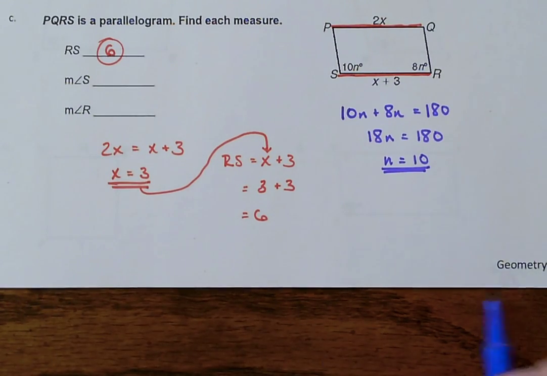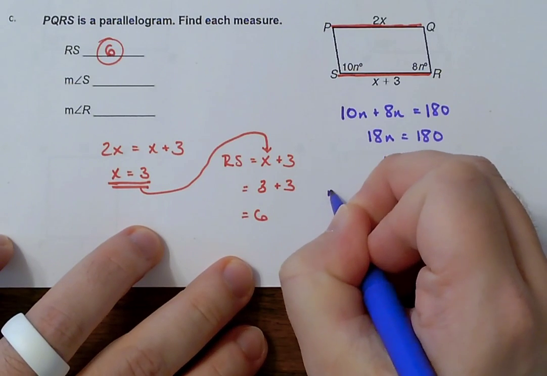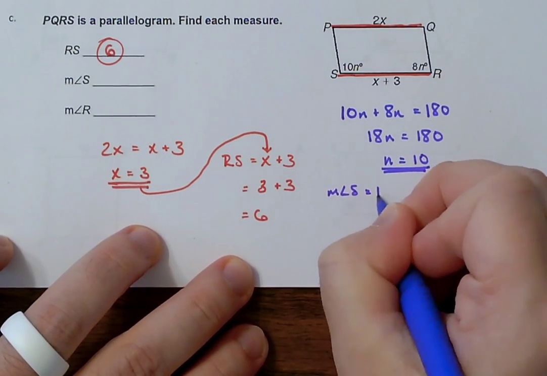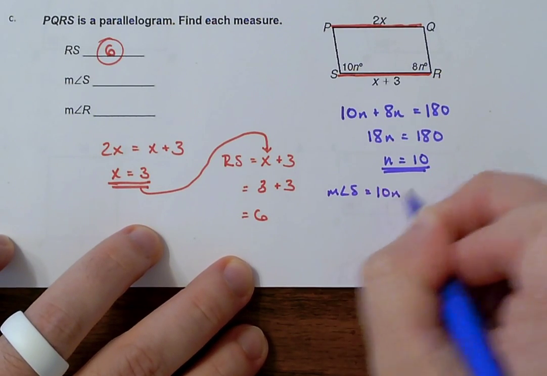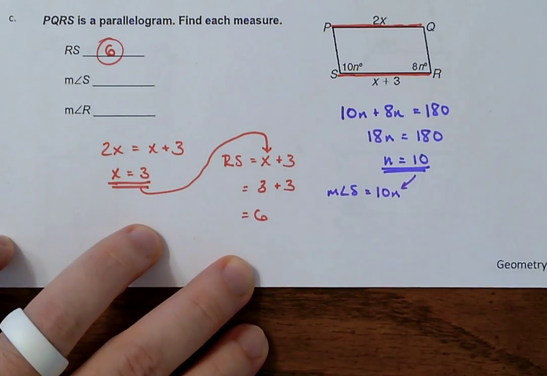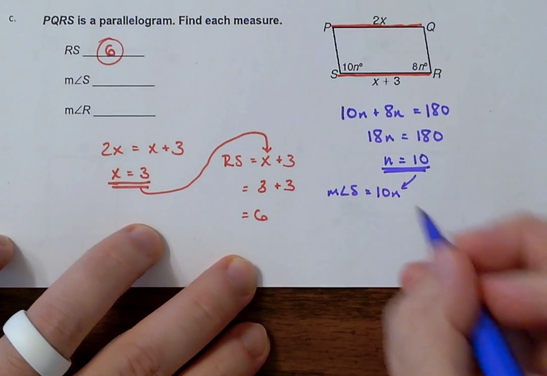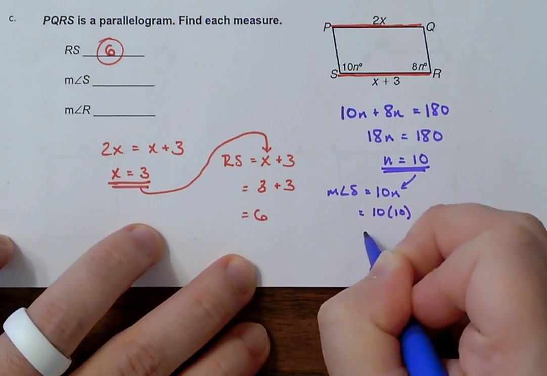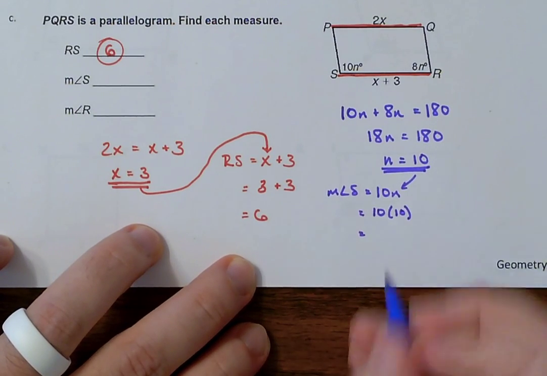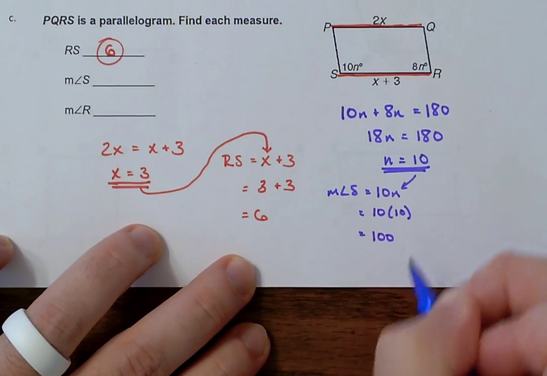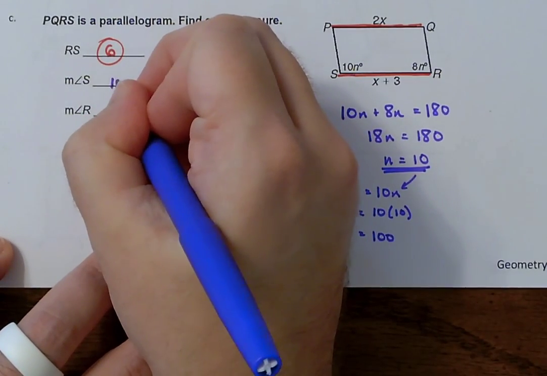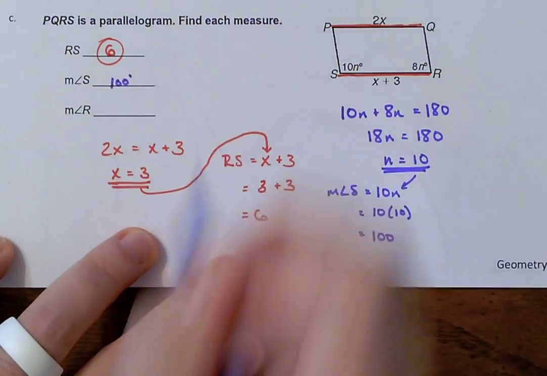Now, for the measure of angle S, I know it's 10n. So we're going to plug 10 in for n. So we're going to do 10 times 10, and 10 times 10 is going to give us 100. So that means the measure of angle S is 100 degrees.